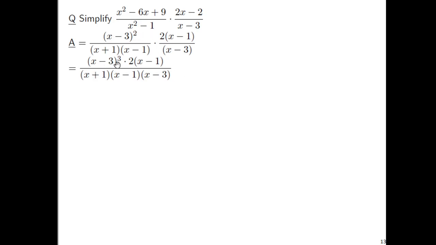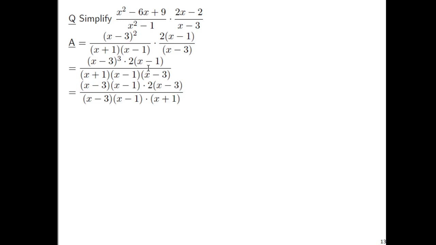There is a typo here. This exponent 3 should actually be an exponent 2, so apologies for that. Now you can rearrange the order of some of these things. So like this x minus 3 quantity squared, you might choose to do this kind of thing or not, but I put one of the x minus 3 factors here, and there's only one more, and I wrote it back here behind the multiplication dot.